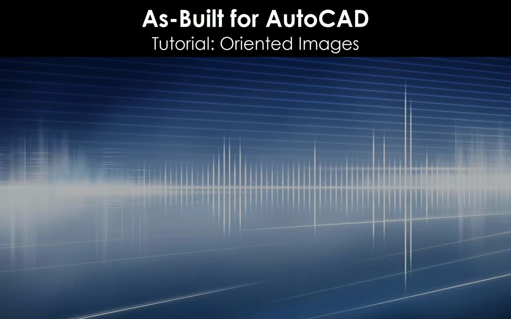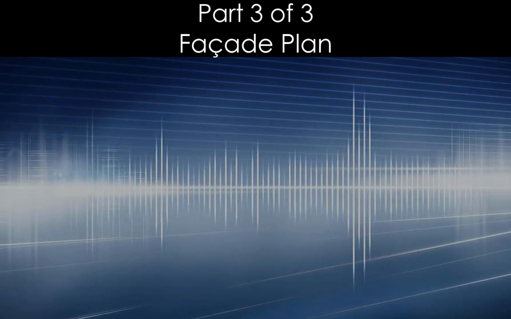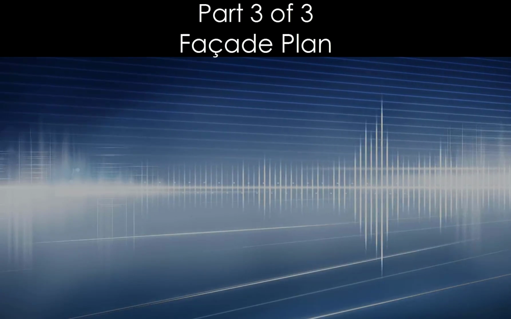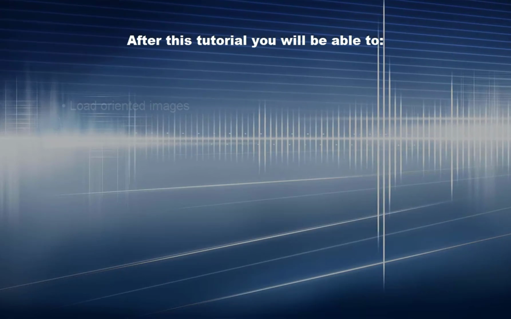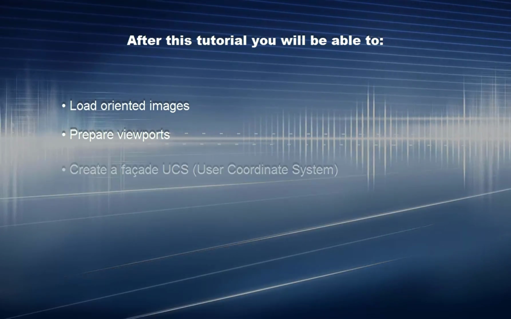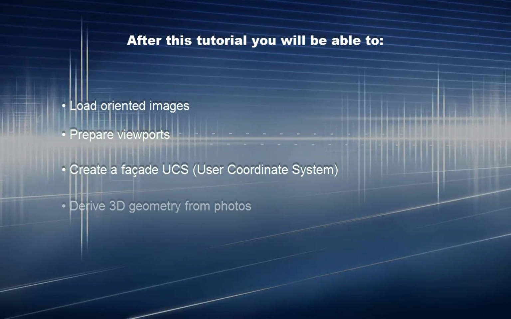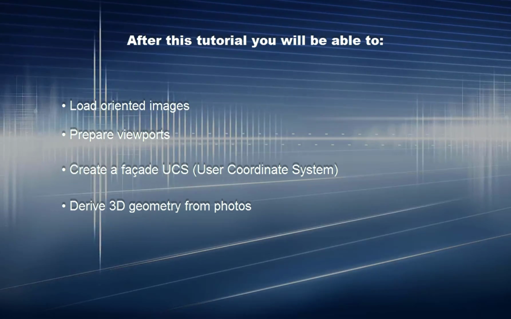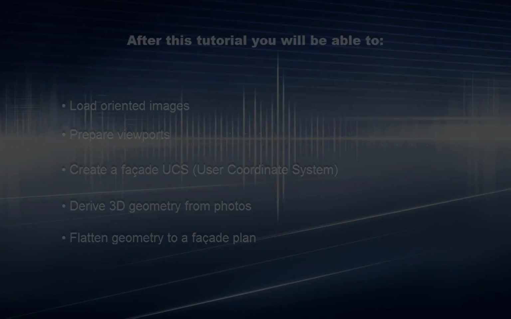As Built for AutoCAD Tutorial Oriented Images. Part 3 of 3, Facade Plan. After this tutorial, you will be able to load oriented images, prepare viewports, create a facade UCS, user coordinate system, derive 3D geometry from photos, and flatten geometry to a facade plan.